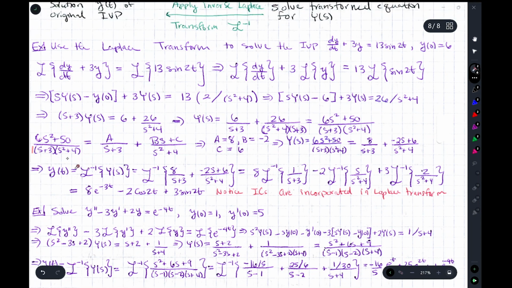So let's do that. Okay, s squared plus 4 is an irreducible quadratic, so you can make this assumed form. And you're welcome to watch the Calc 2 video on partial fraction decomposition to see why we've chosen that. But anyway, if you do that and you solve for A, B, and C, as we've done in the partial fraction decomposition, you'll get A is equal to 8, B is equal to negative 2, and C equals 6. And so that means that this could be written this way.